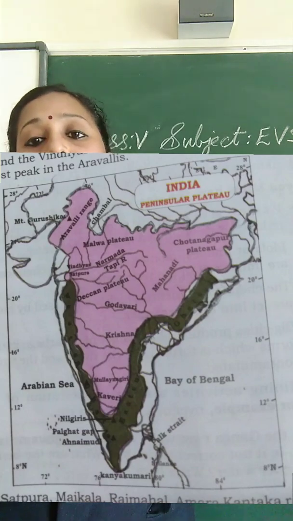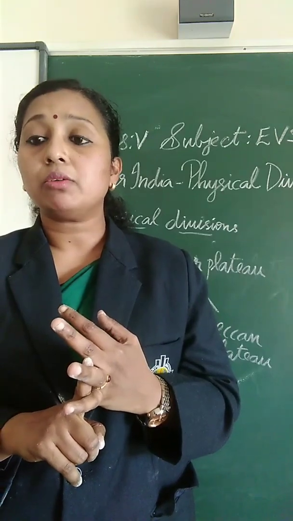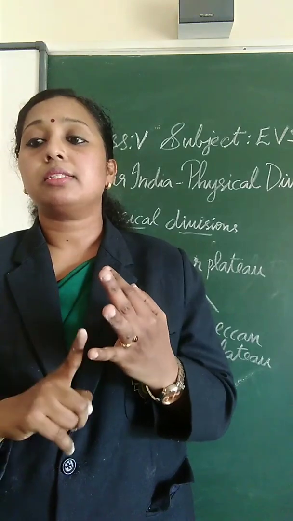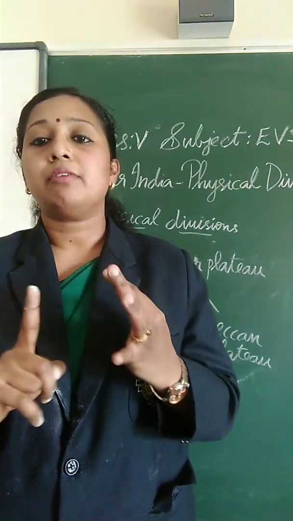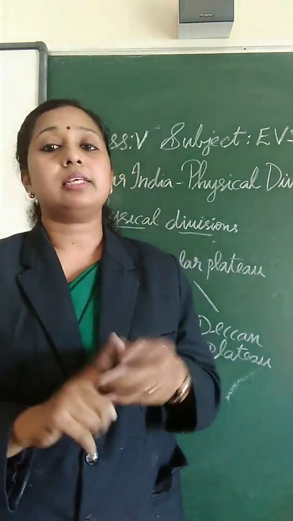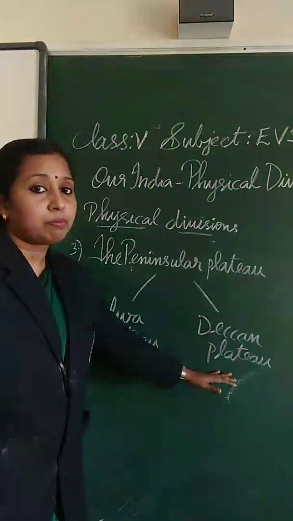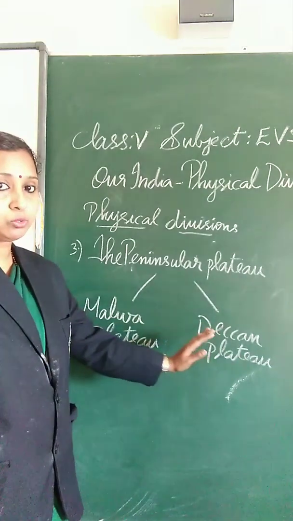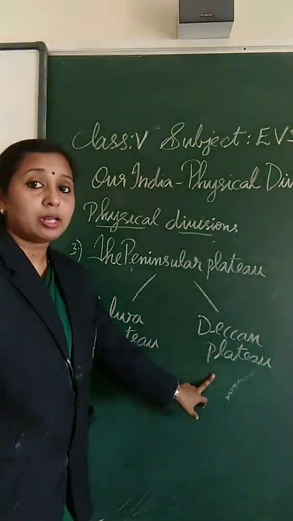The Narmada and the Son Rift Valley divide the peninsular plateau into two major parts. That is, they are the Malwa Plateau and the Deccan Plateau. So this peninsular plateau is divided into two: the Malwa Plateau and the Deccan Plateau.